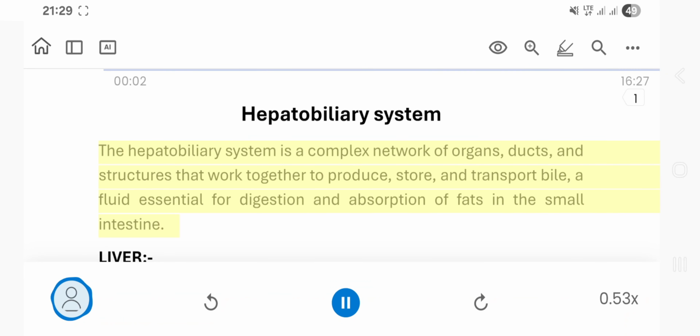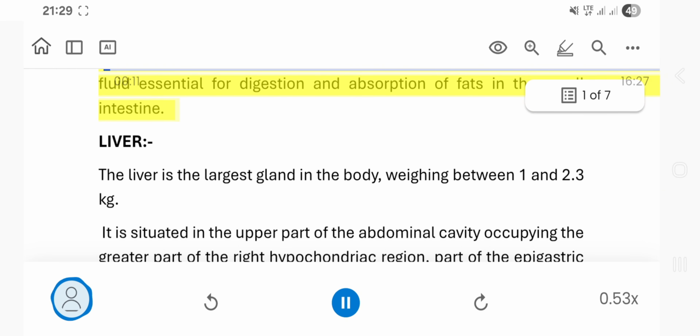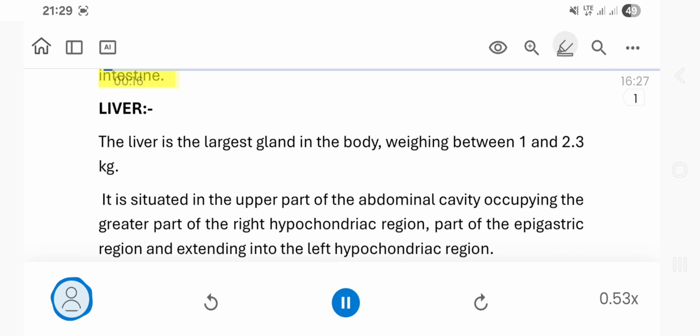The hepatobiliary system is a complex network of organs, ducts, and structures that work together to produce, store, and transport bile, a fluid essential for digestion and absorption of fats in the small intestine.